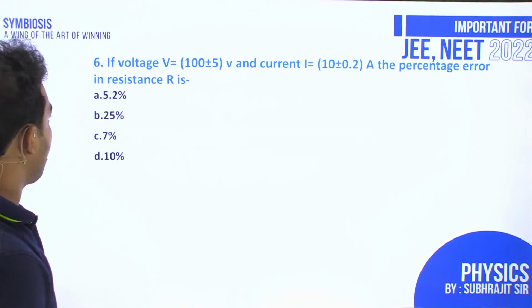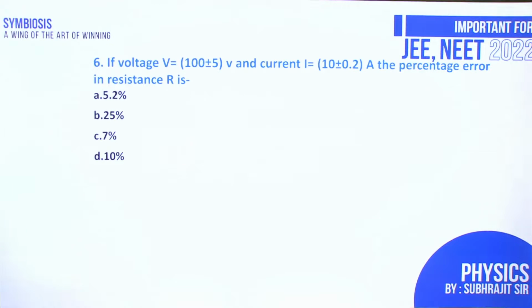Question number 6: if voltage V equals 100 plus minus 5 volt and the current I equals 10 plus minus 0.2 ampere, then what will be the percentage error in resistance R? Four options are given. Everyone do this. This question is easy.